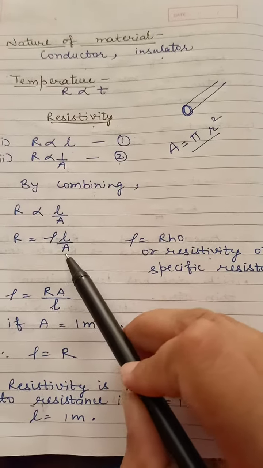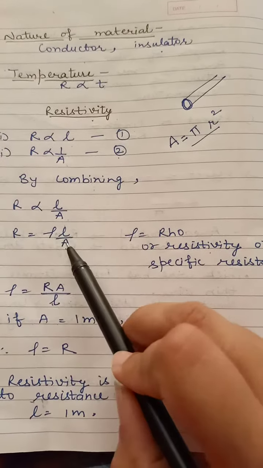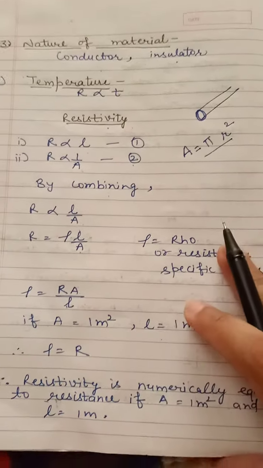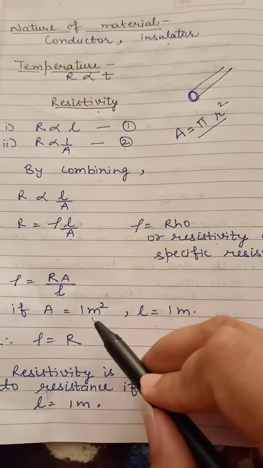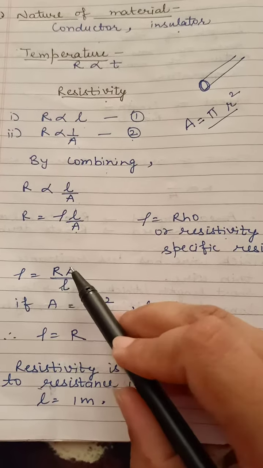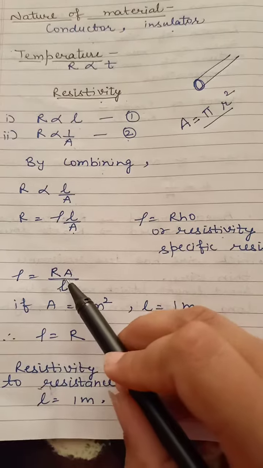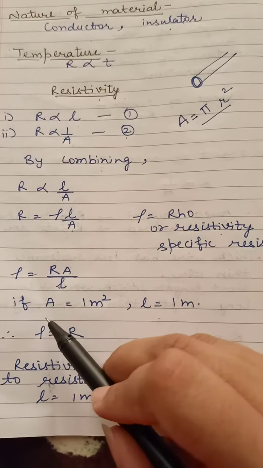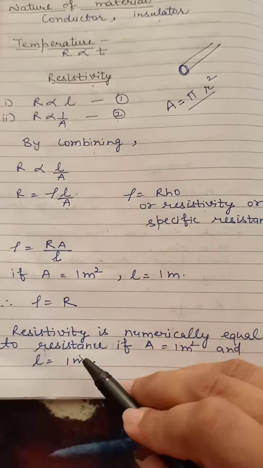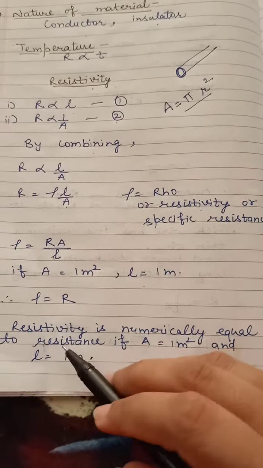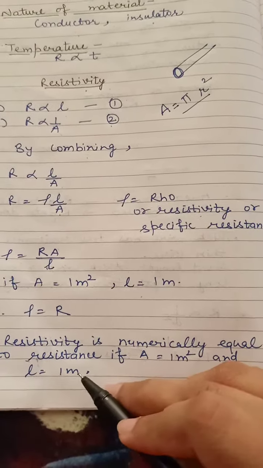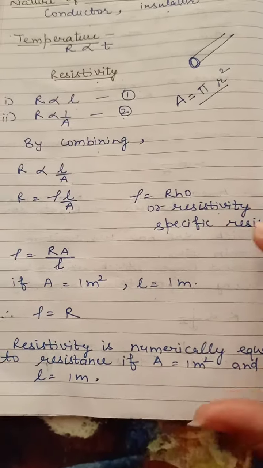This A we take to this side, R into A, and L when we bring to this side, it will become in this position. If the area is 1 meter square and the length is 1 meter, then this 1 and 1 will be cancelled out, and we will get rho is equal to R, or the resistivity is numerically equal to the resistance if area is 1 meter square and the length is 1 meter.